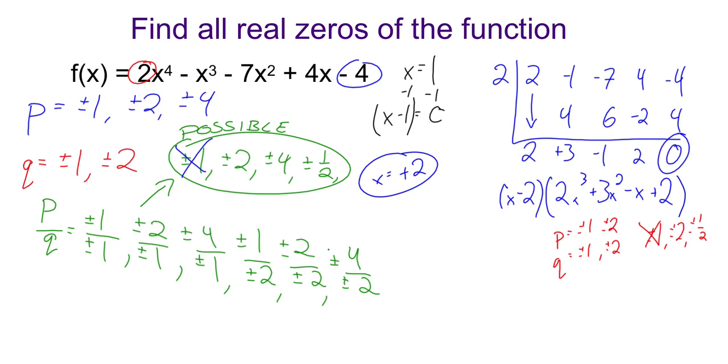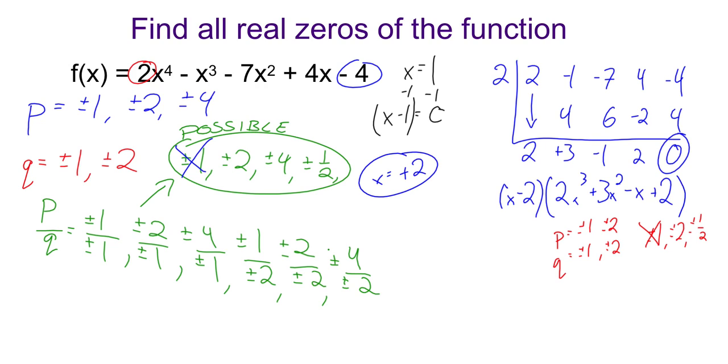So we get 2, 3, negative 1, 2. Bring down the 2. We get 4, 7, 14, 13. I can already tell, I don't even need to do the math. This is going to be 28. No remainder. So is 2 a possible zero? Sorry, is 2 a real zero? No. So now I go back.